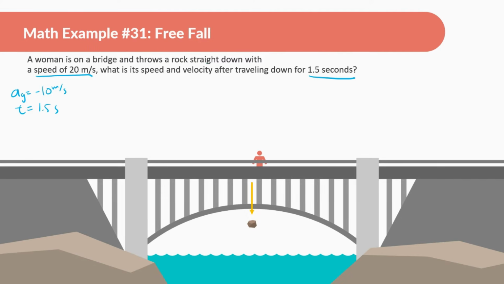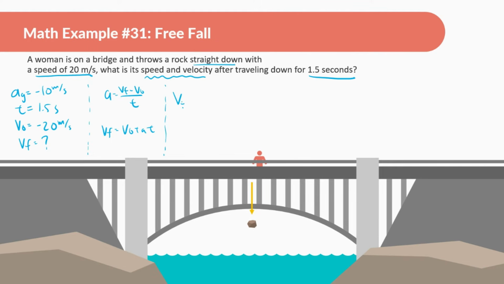Okay, a rock is thrown straight down with the speed of 20 meters per second. So we should know that the initial velocity is actually going to be negative 20 meters per second. And again, what we're looking for is the final speed and velocity after 1.5 seconds. Okay. The acceleration formula. Again, we're going to manipulate that to find the final velocity.